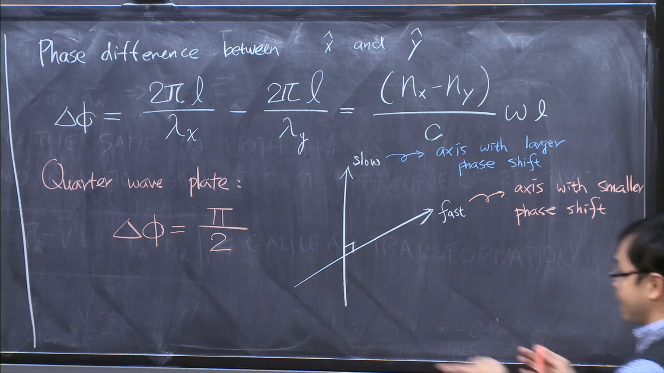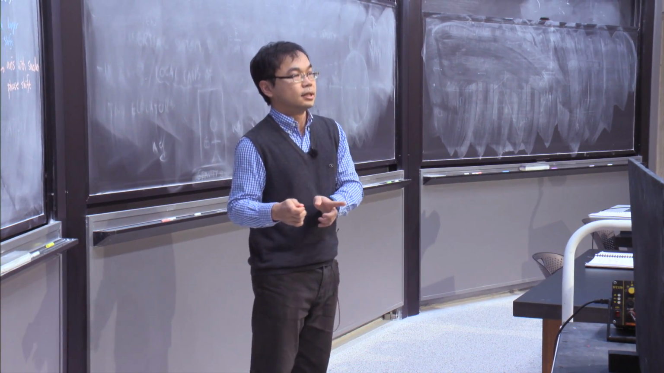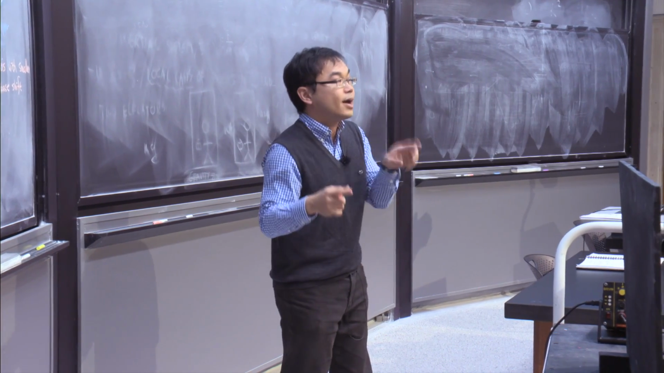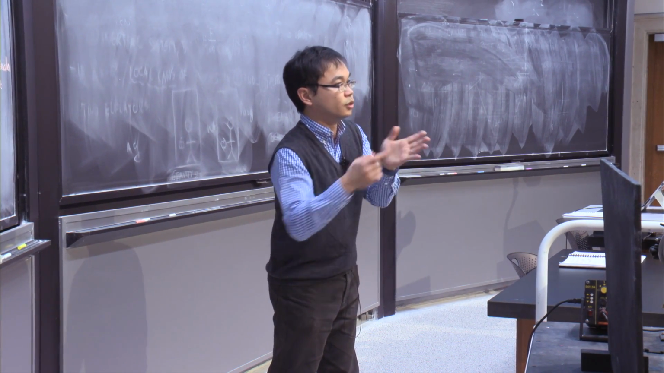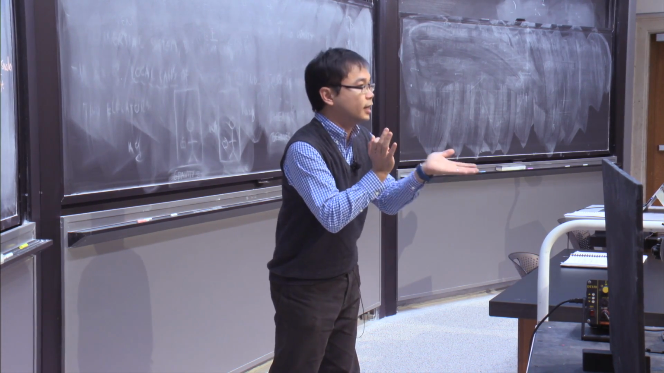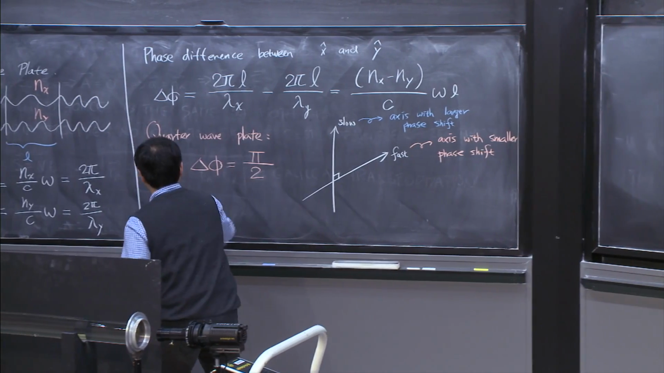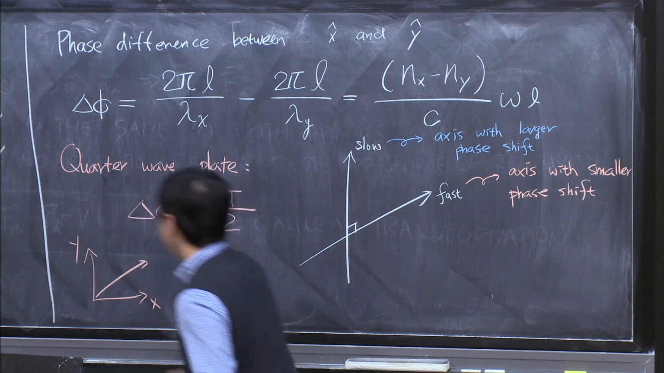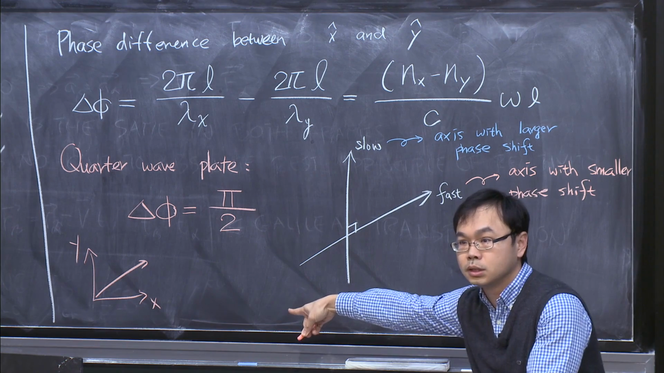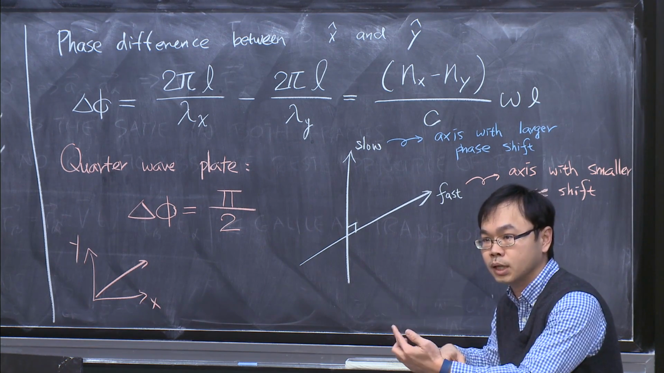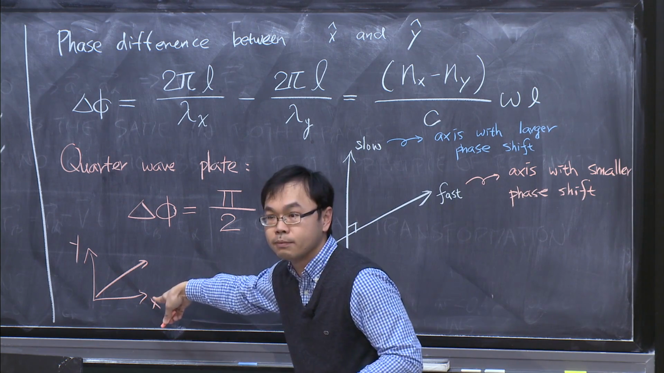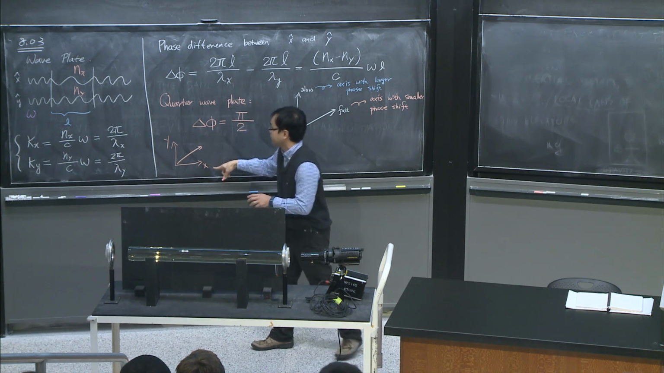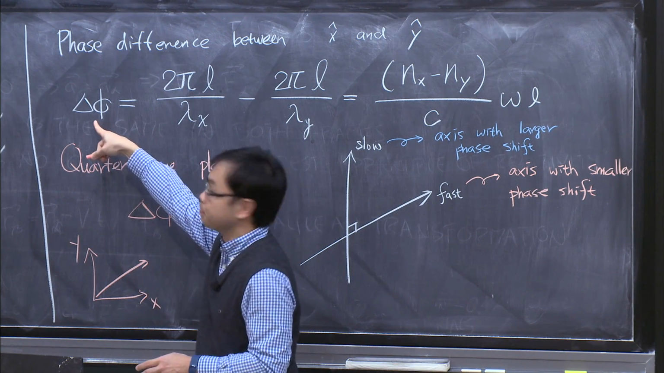Suppose I have a linearly polarized wave coming into this plate, and the direction of the polarization is not in the x direction or y direction. So it has components in the x direction and y direction. For example, I can have an incoming polarization like this, and this is the x direction, this is the y direction, and I can now decompose this linearly polarized wave into two components. After this wave passes through the wave plate, the phase difference between x and y will be increased by delta phi.